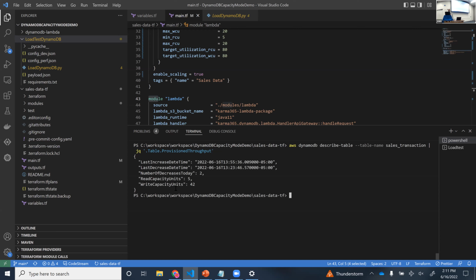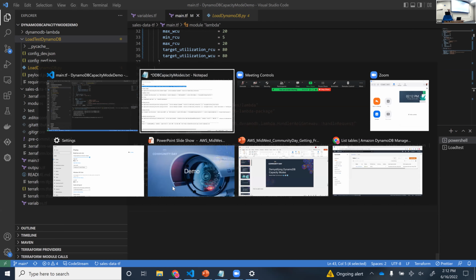Okay, so the current write capacity unit is 42 and read capacity unit is 5. That's because we were only testing the write.